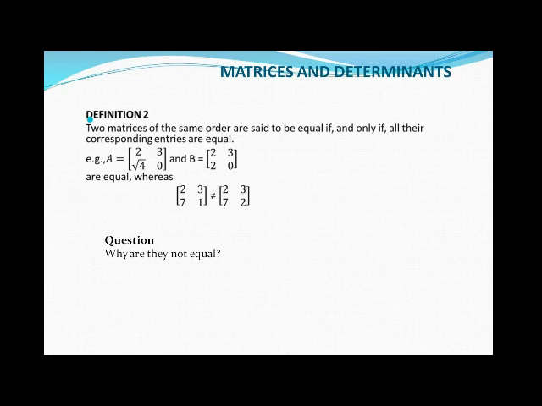Matrix A contains the entries 2, 3, root of 4 and 0. Matrix B contains the entries 2, 3, 2 and 0. If you look at this example carefully, you know that the square root of 4 is 2. So the entries of the first matrix are identical to the entries of the second matrix. Whereas, if we have two matrices containing the entries 2, 3, 7, 1 and 2, 3, 7, 2, these matrices are not equal.